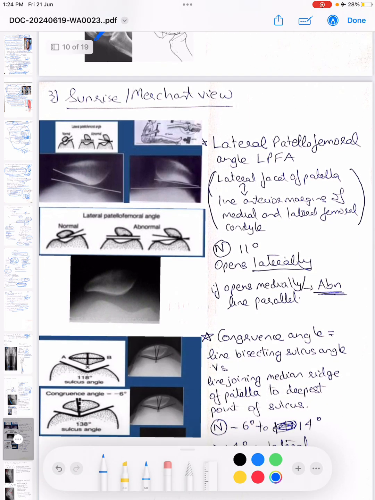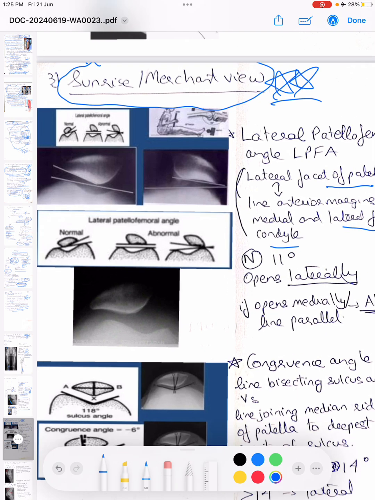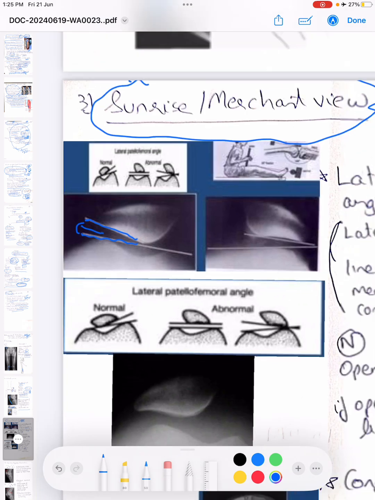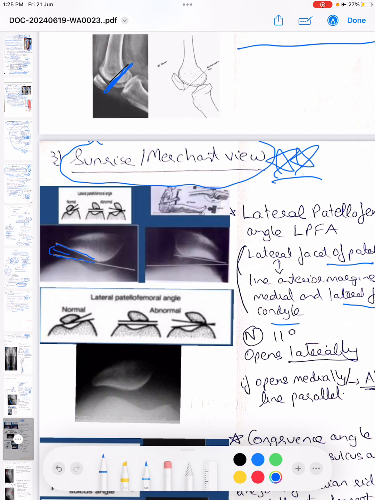Now the third view, which is the most important view in the case of recurrent patellar dislocation, is the sunrise or Merchant view. 3 to 4 important things are to be seen in the Merchant view. First is the lateral patellofemoral angle. So what is the LPFA? It is the angle between the lateral patellar facet and the line joining the anterior margins of the medial and lateral femoral condyles. Normally the patellofemoral angle opens laterally and it is 11 degrees.